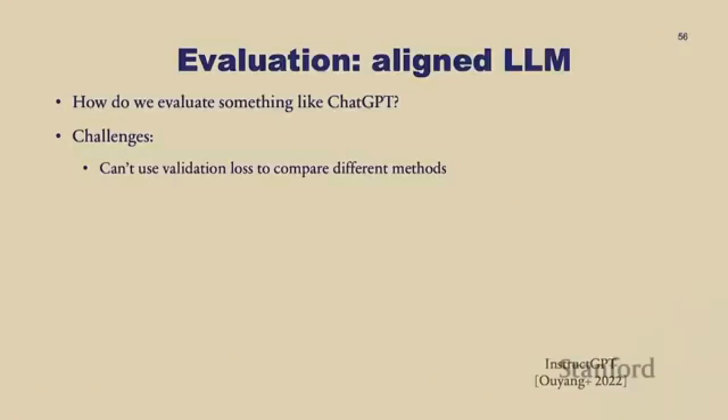One, you can't use validation loss, because one method might use PPO, the other one might use DPO. Validation loss is not comparable. Second, you can't use perplexity. That's the thing I told you before. These models are not calibrated. They don't give distributions. They just optimize for one thing. So you can't use perplexity for actually evaluating these type of models once they're aligned.